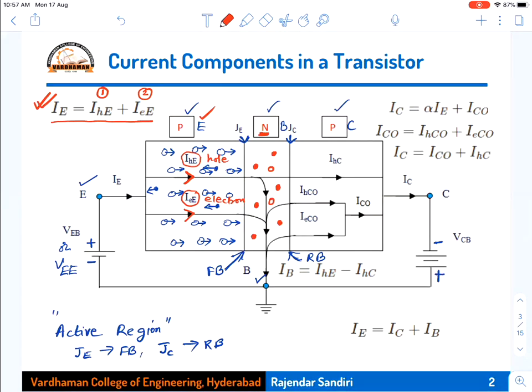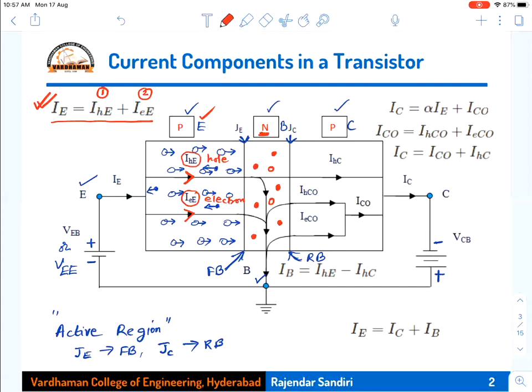Now from the emitter side, so many holes are coming, blue color circles. But in the N-type base region, holes are minority charge carriers. The holes which are coming from the emitter are majority charge carriers. They are large in number. So many holes are flowing from the emitter towards the base.